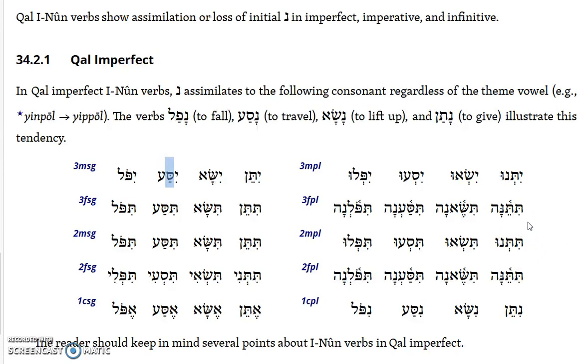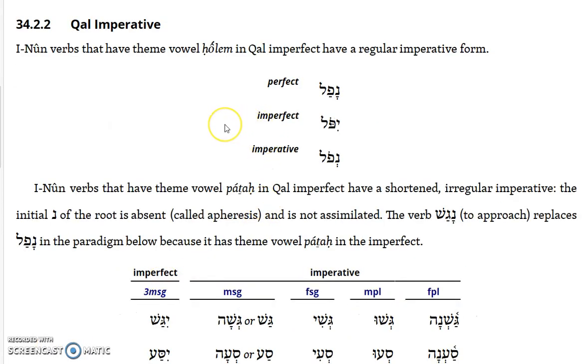And so instead of getting tittēn, tittēnnā, with a nun before and after the tav, you assimilate the first nun, and you write the second nun just once. You do pronounce it, but you just write it once and let the dagesh in the na ending serve as an indication that the nun was there. So you get titenna is the form that you'll actually see. Well, let me move on to the Qal imperative.